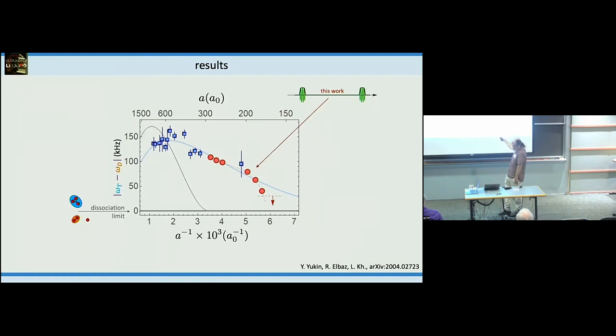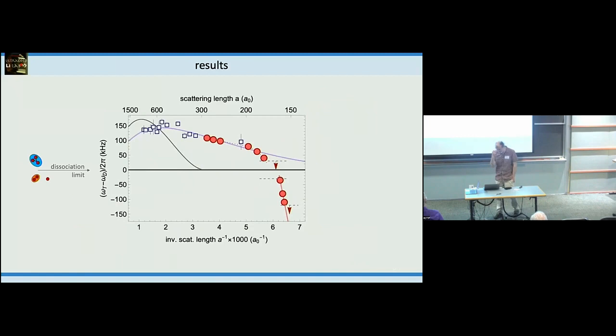Essentially, here we thought that the merging occurs, but it didn't. What we understand right now is that the trimer goes inside the atom-dimer continuum, and it survives instead of just dissociating into the atom-dimer continuum. It actually survives into this atom-dimer continuum, and we are still working on a complete understanding of this effect.